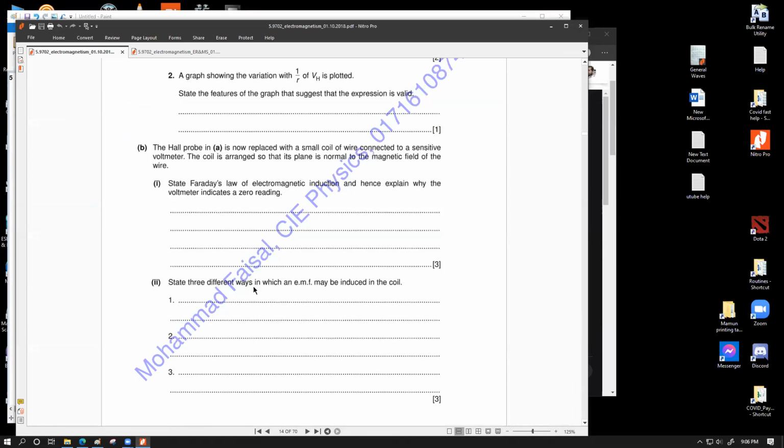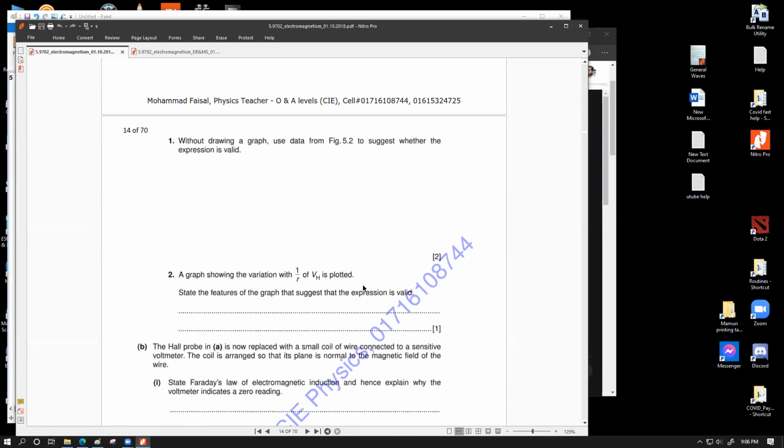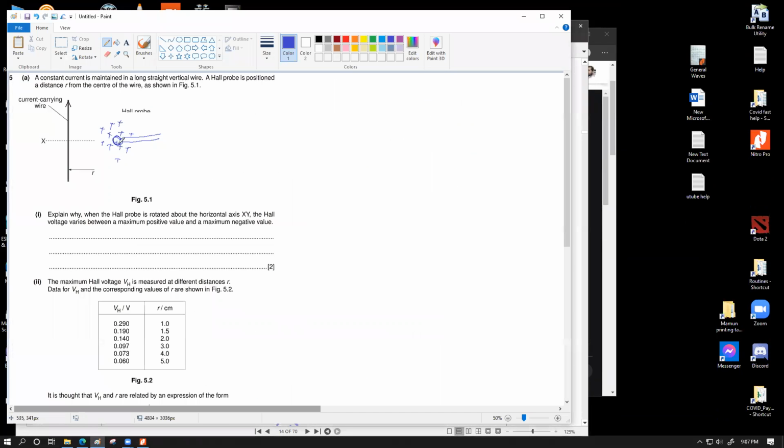Then it says state 3 different ways in which an EMF will be induced in the coil. Well, I already said 2 different ways. We can move the coil closer to the wire or further from the wire, or we can move the coil along the wire XY. Or we can rotate the coil, or we can keep the coil in its position and make the current carrying wire carry an AC. If we don't keep a constant current in this wire, we can change this current into an AC, which will significantly change the magnetic flux linkage. So all of these 3 ways should be mentioned over here.